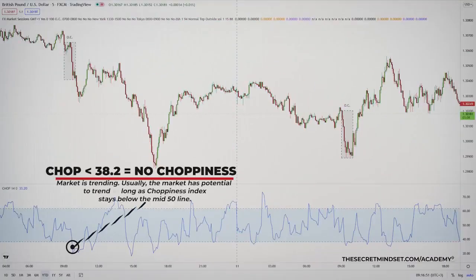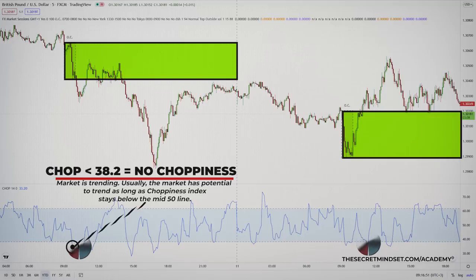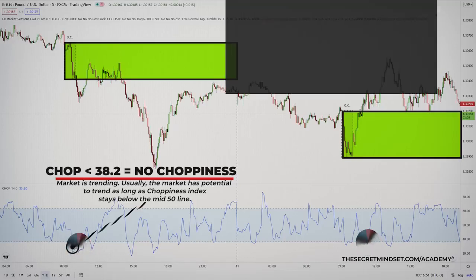When the value of the indicator is below 38.2, it means that the market is trending. Usually, the market has potential to trend as long as the choppiness index stays below the mid-50 line. In this example, observe the channel and the breakout. When the indicator shows lower values, the breakout has the potential to be successful. So the closer the value is to 0, the stronger the market is trending.